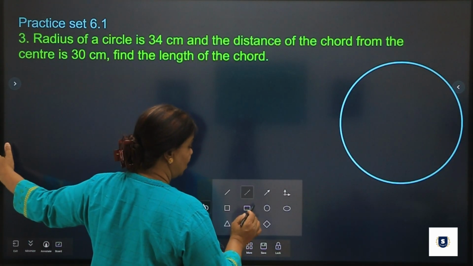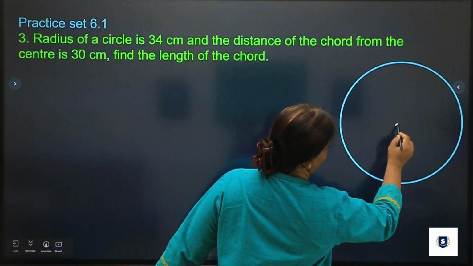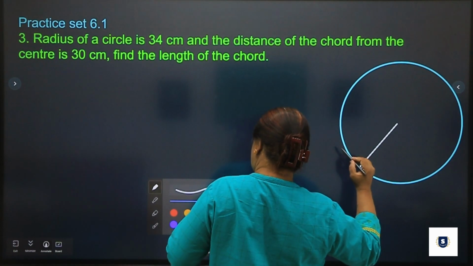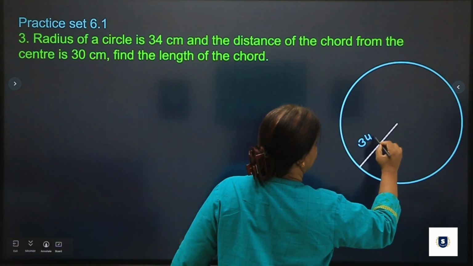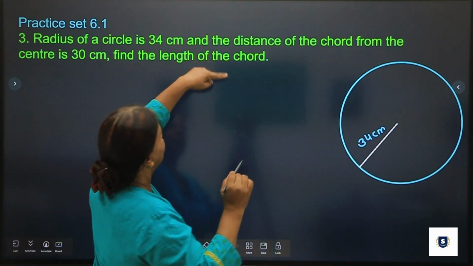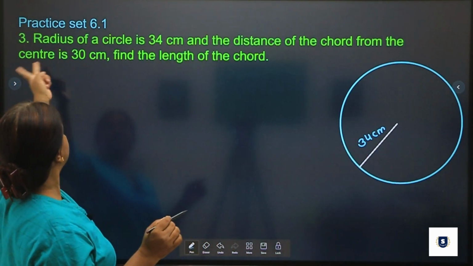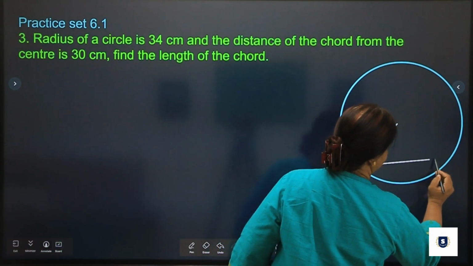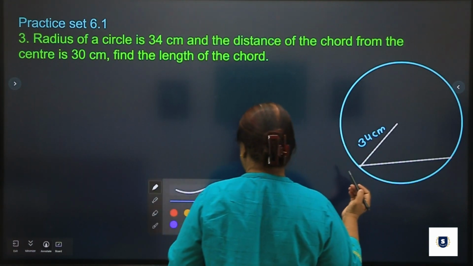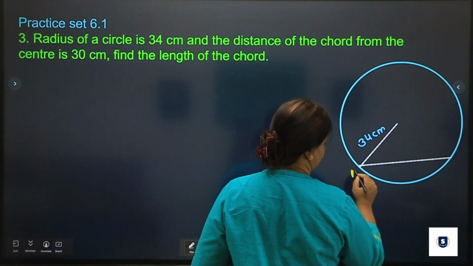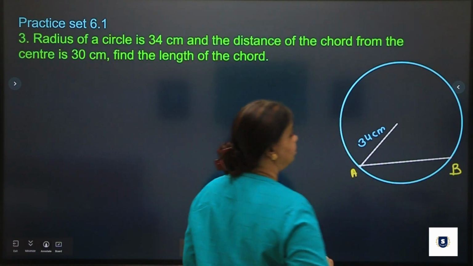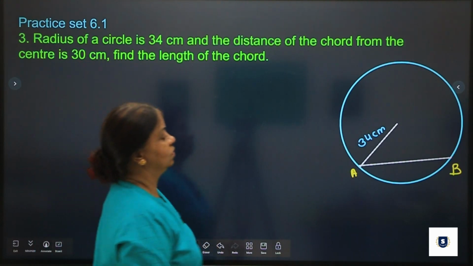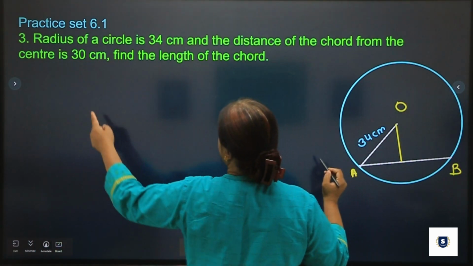Radius is given 34. O is the center and radius is 34 centimeter. And the distance of the chord from the center is 30 centimeter. So let us draw a chord here. This is your chord. Label it as AB. AB is the chord. And the distance of that chord from the center, O is the center, is given 30.